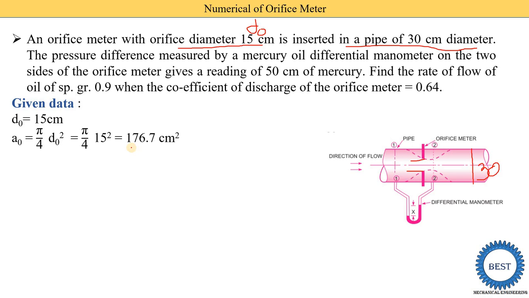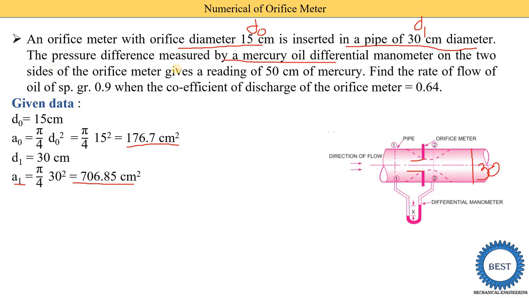The area of orifice is 176.7 centimeters square. Second diameter is given, that is d1, and d1 is equal to 30 centimeters. So we find out this area a1, it is pi by 4 into 30 square. Then we get the answer of a1 is equal to 706.85 centimeters square.